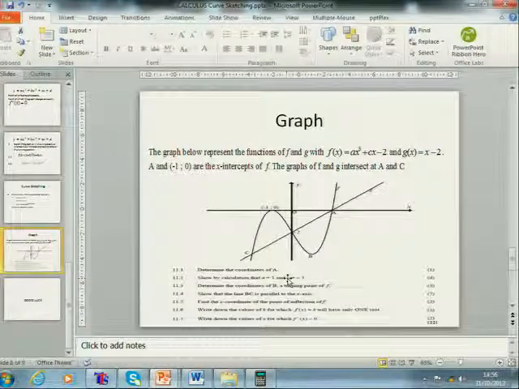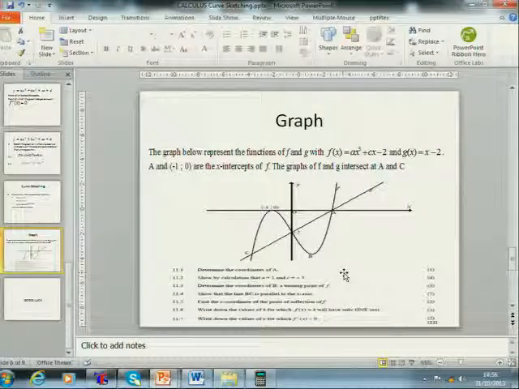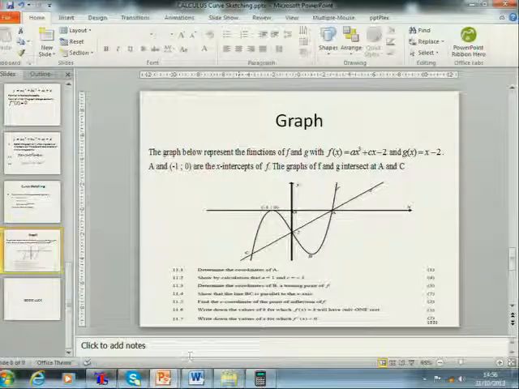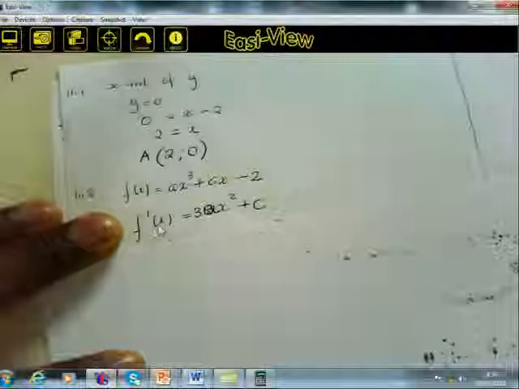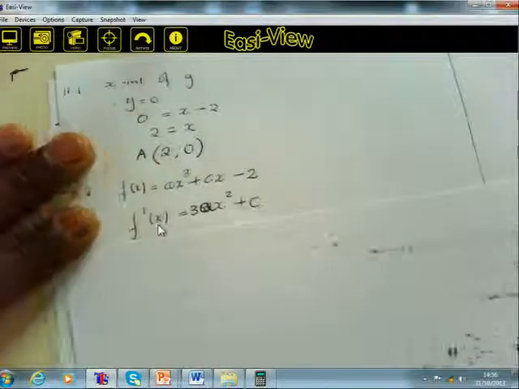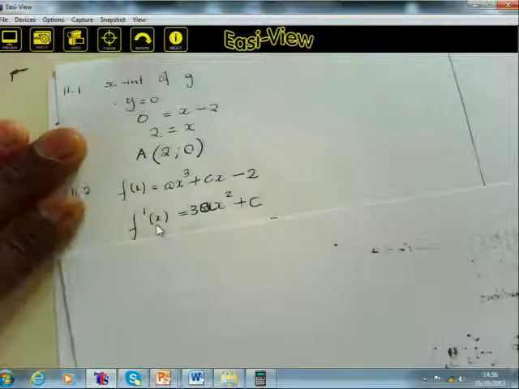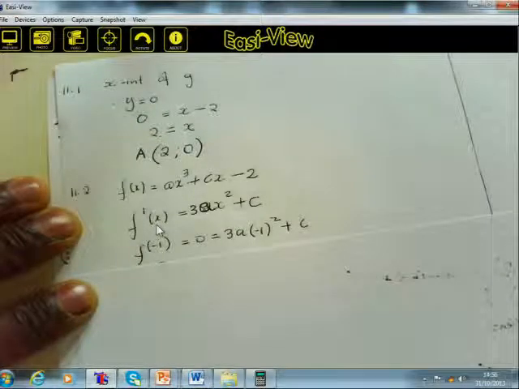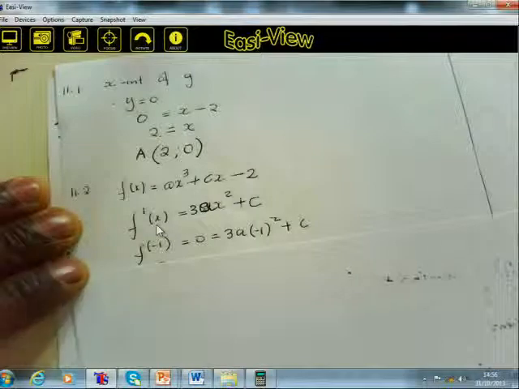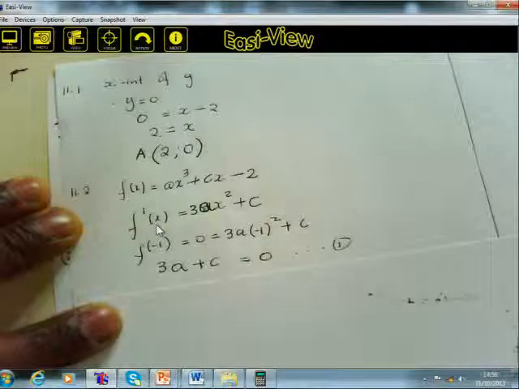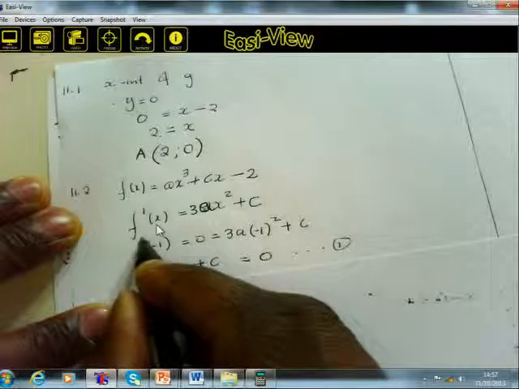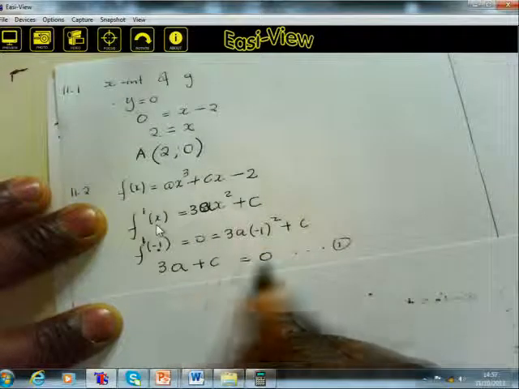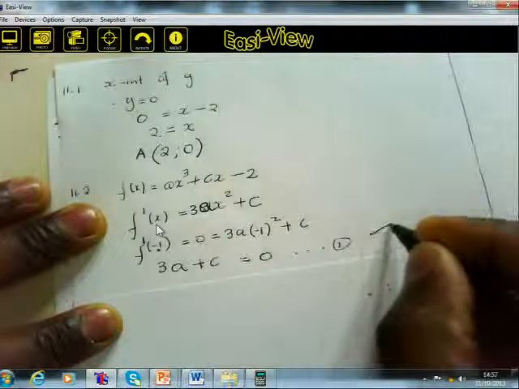So, let's quickly check this. We can use about 2 methods in this case. In this case, in 1.1.2, we can find the derivative. After finding the derivative of f, we know that at x = -1, which is the turning point, the derivative is equal to 0. So you get 3a plus c equals 0, and you call this your first equation.